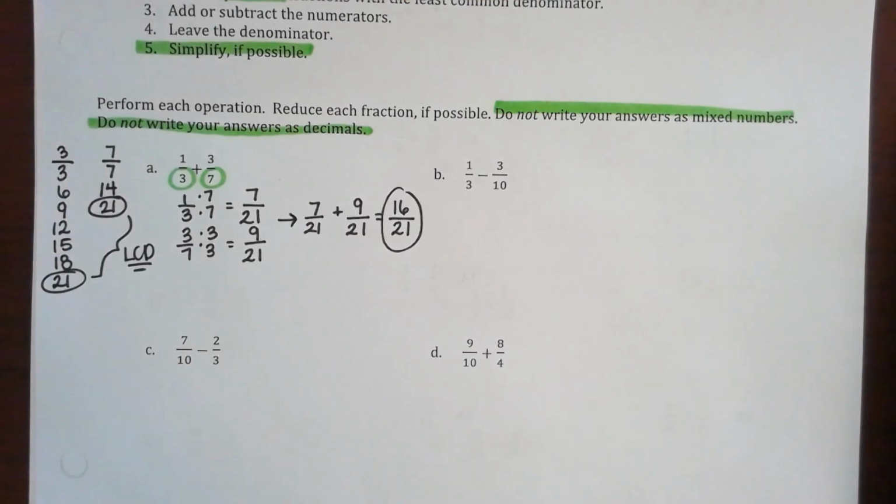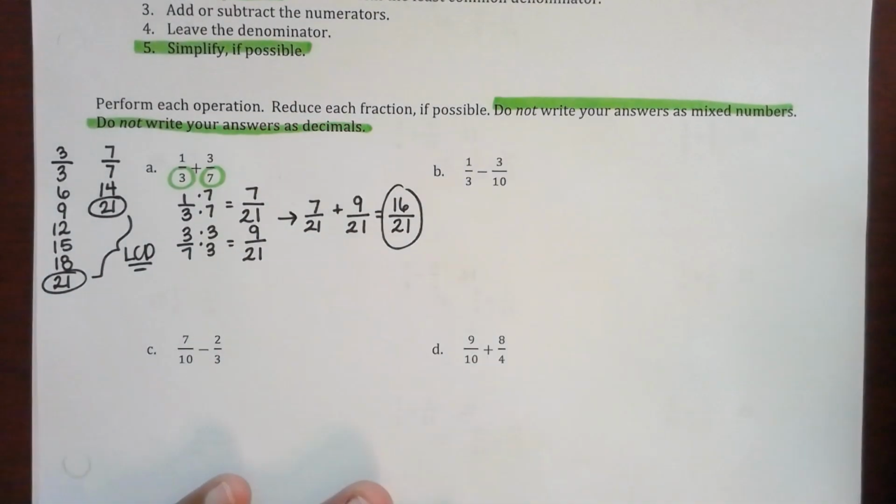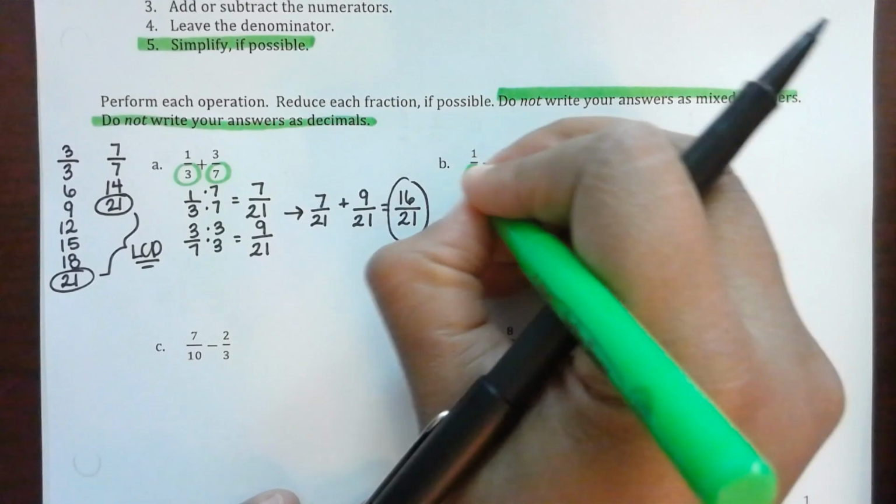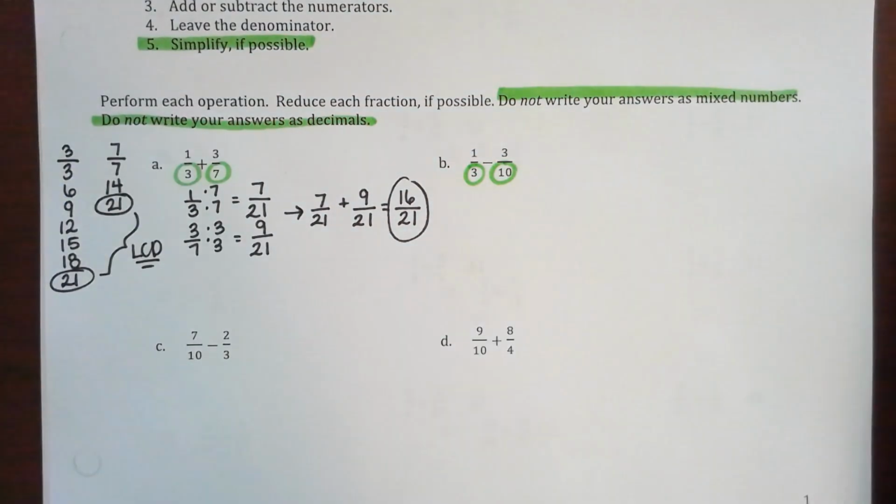Any questions there? Everybody good? Make sense? All right, let's look at B. What are my denominators I'm working with? 3 and 10. Am I dealing with one of them that's prime? Which one is prime, 3 or 10? 3, right? Because there's nothing else I can multiply to get 3 besides 1 in itself. So what should I do between these two numbers to get my least common denominator?